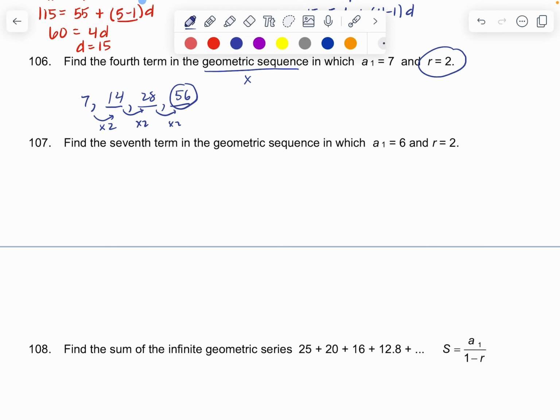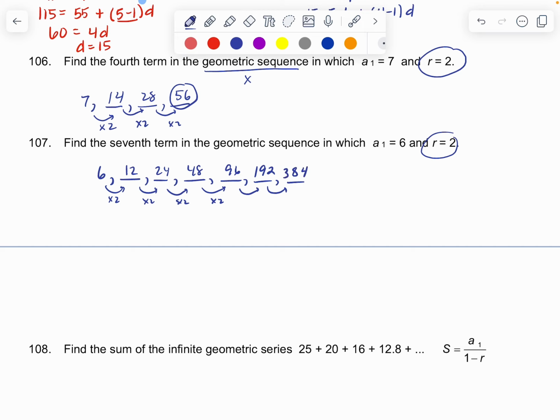Okay, this guy right here, so a sub 1 is 6. And I want to find the seventh term. So 1, 2, 3, 4, 5, 6, 7. Again, the r is 2. If I multiply by 2, 6 times 2 is 12. 12 times 2 is 24. 24 times 2 is 48. 48 times 2 is 96. Getting a little bit big here. 96 times 2, I believe, is 192. And 192 times 2, what would that be? Let's see, that's 384, I believe.